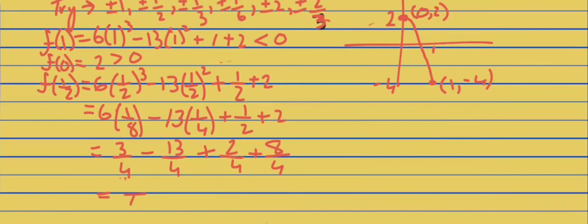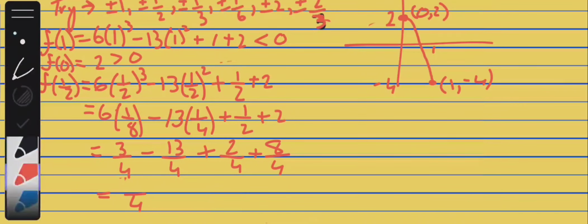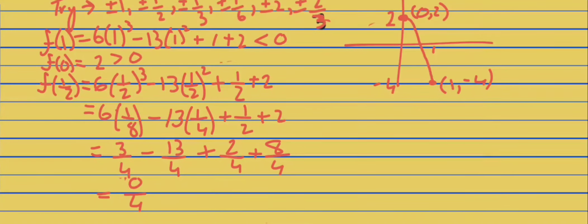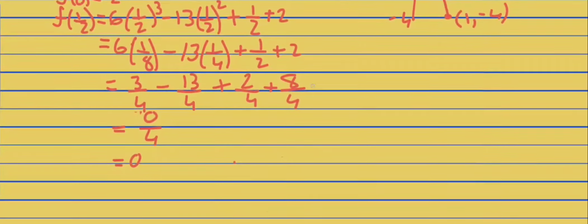So lowest common denominator is 4. If we add up the numerators, 3 minus 13, which is negative 10, plus 2, which is negative 8, plus 8. Well, there you go. It adds up to 0, and 0 divided by a non-zero value is equal to 0, right? So that means we found that f of 1/2 equals 0.